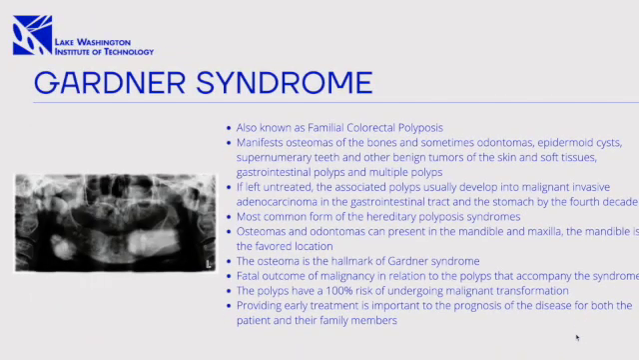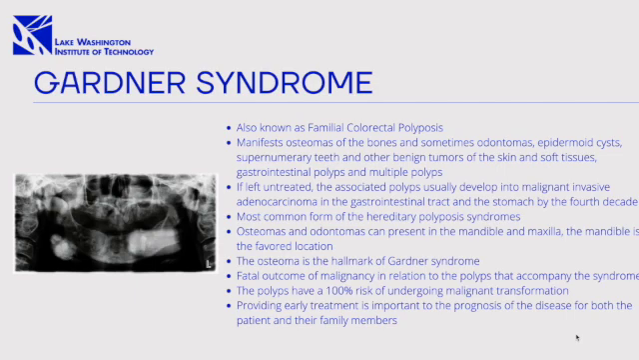Gardner syndrome, also known as familial colorectal polyposis, is inherited as an autosomal dominant disorder characterized by polyposis coli associated with multiple hard and soft tissue tumors. It is caused by mutations of the APC gene. Gardner syndrome manifests osteomas of the bones and sometimes odontomas, epidermoid cysts, supernumerary teeth, and other benign tumors of the skin and soft tissues, gastrointestinal polyps, and multiple polyps.